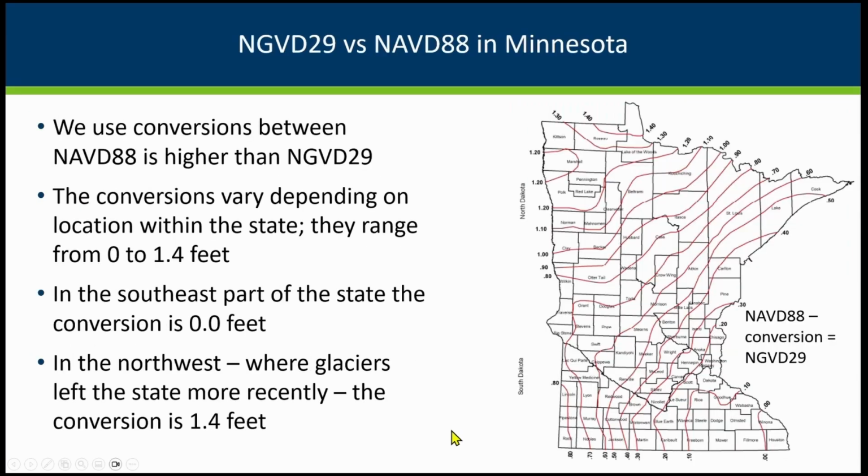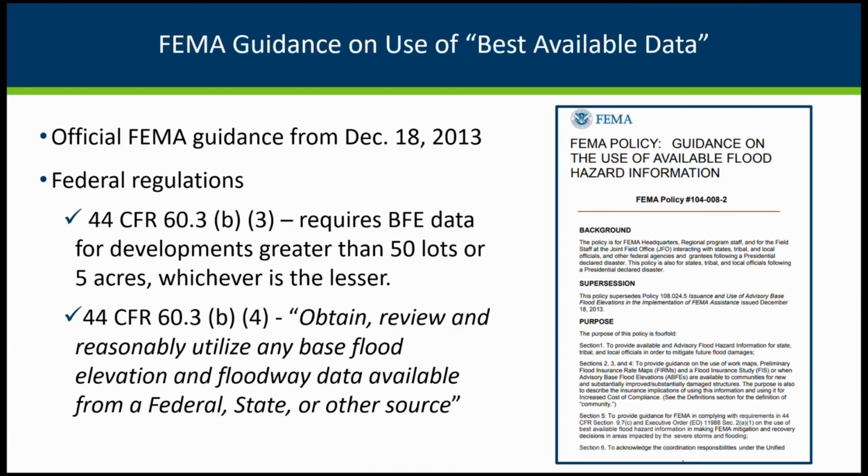And be aware that in Minnesota, the difference between NGVD 29 and NAVD 88 can range from 0 in the southeast corner of the state to 1.4 feet in some areas in the northwest part of the state, where the glaciers left more recently and the land is actually still rebounding from those glaciers leaving the area. But finding BFEs for Zone A lakes is usually more complicated. For the official FEMA guidance, you can find the FEMA policy that was issued in 2018.